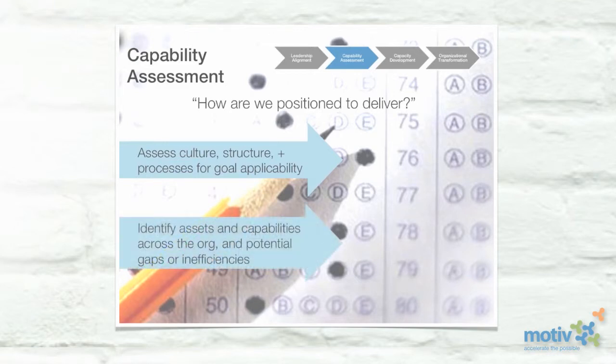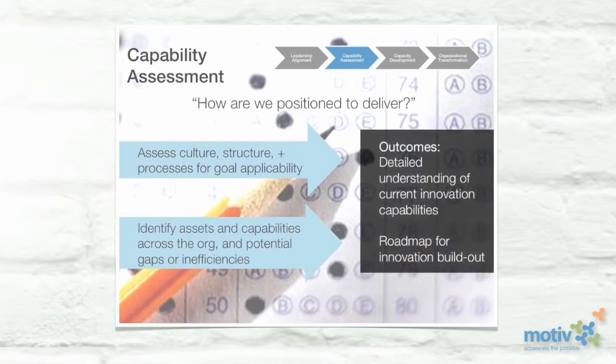You also want to identify the assets and capabilities that you have across the organization, and be able to understand the potential gaps or inefficiencies, or what kinds of things can be brought to bear. The outcome here is a detailed understanding of your current innovation capability. It may be nascent, but there's probably something there, and out of this you can build an innovation roadmap for what you want to do going forward.